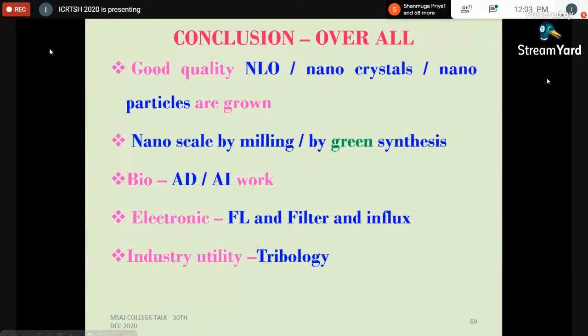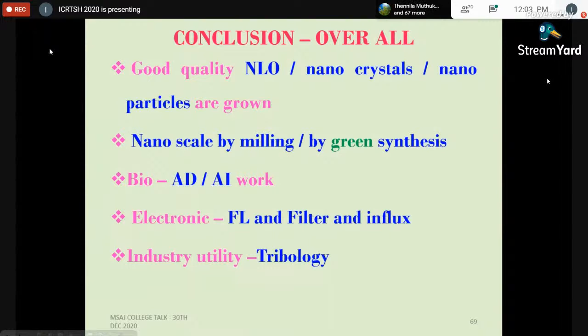Yeah, this is the overall conclusion. So our conclusion is that we are having the enhanced output of the crystal by good quality NLO nanocrystals and nanoparticles. Based on that, we are identifying how perfectly it has grown, either as a single crystal or as a powder.